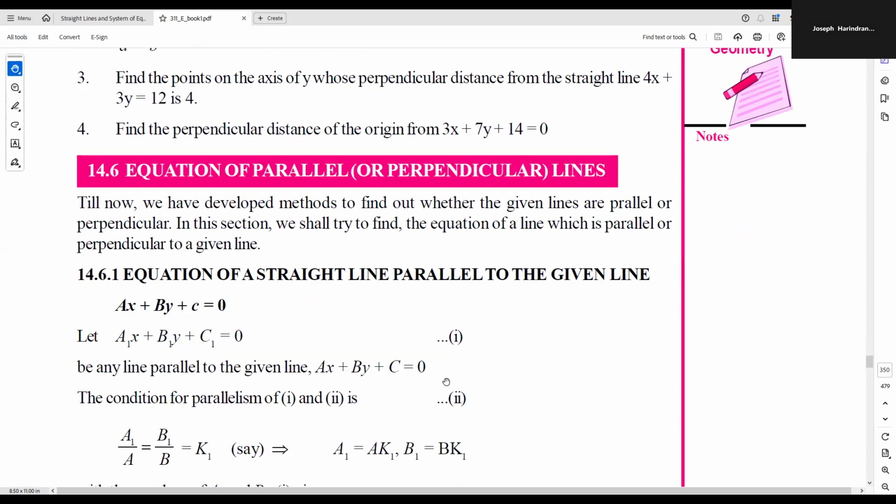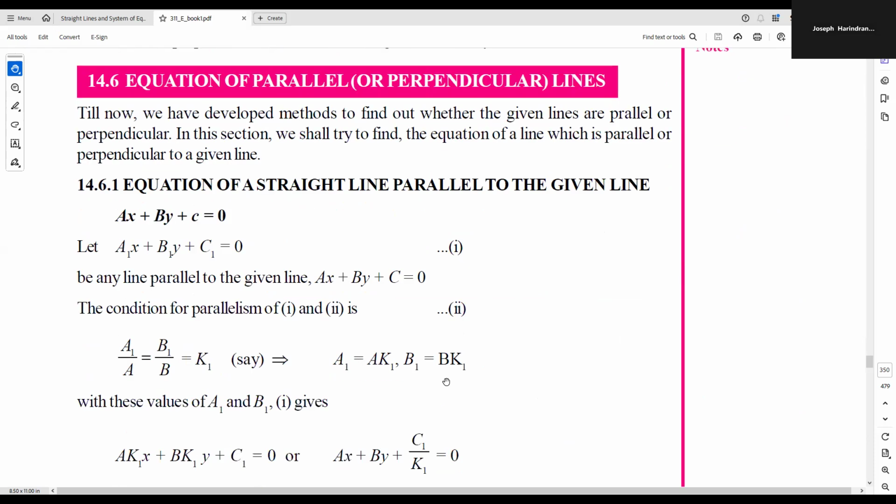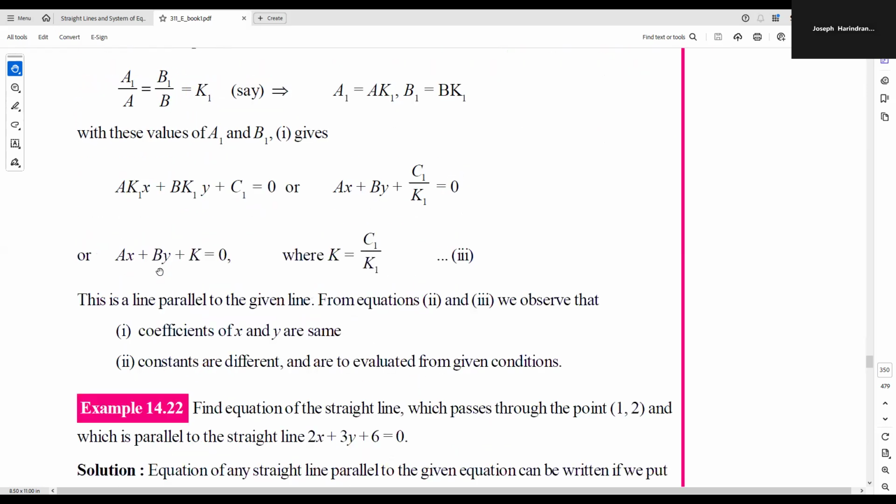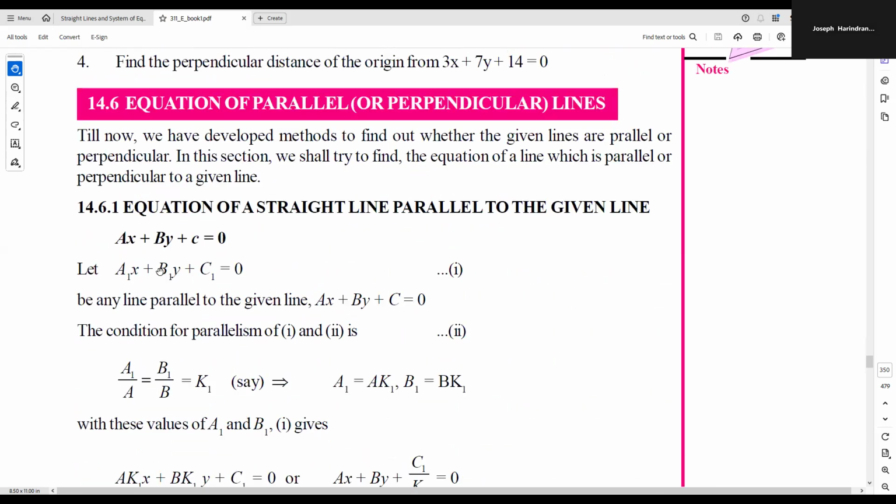Now we see equations of parallel or perpendicular lines. It's very simple. If two lines have to be parallel, we already saw in 10th standard that the slopes should be the same. That means if you have an equation Ax + By + C = 0, or A1 and B1, the slopes, minus A by B, should be the same for both.